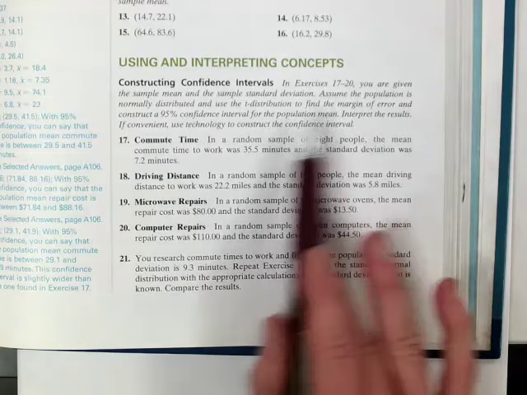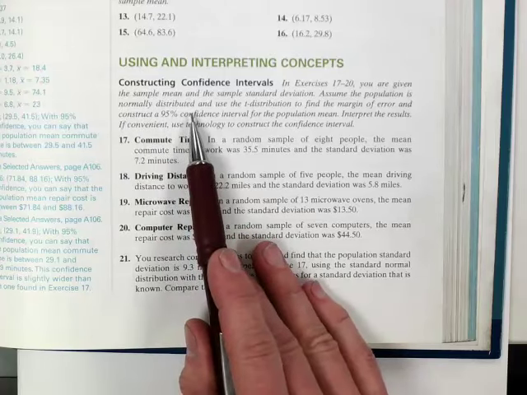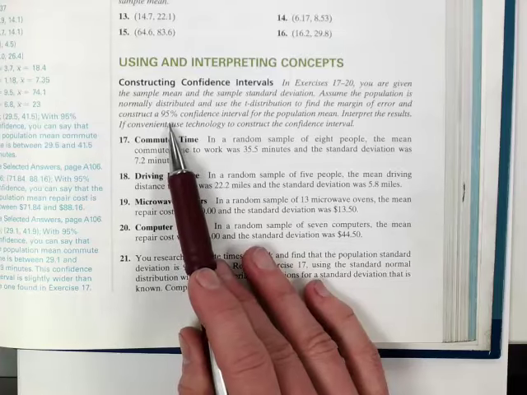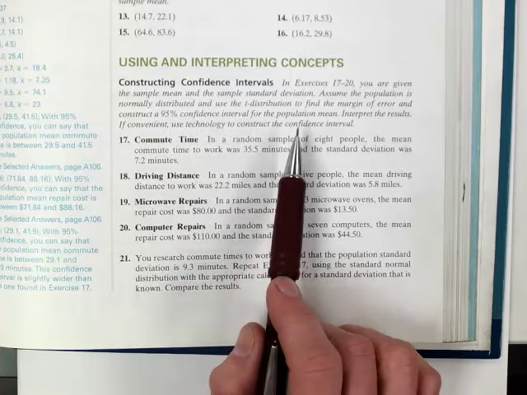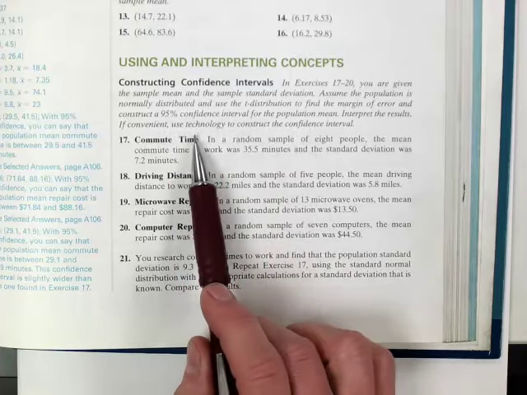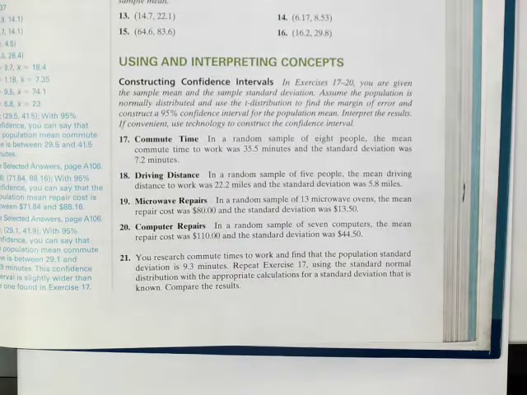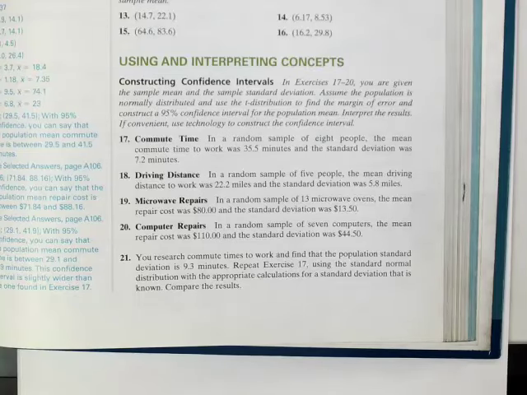Okay, so assume the population is normally distributed and use the t distribution to find the margin of error and construct a 95% confidence interval for the population mean. If convenient, use technology. Okay, so we'll go ahead and do this using the t-table, and we'll go ahead and do this using the calculator's built-in t-interval function.